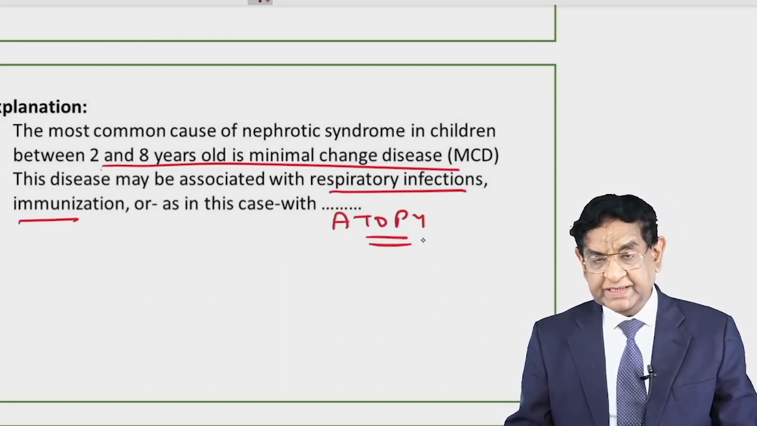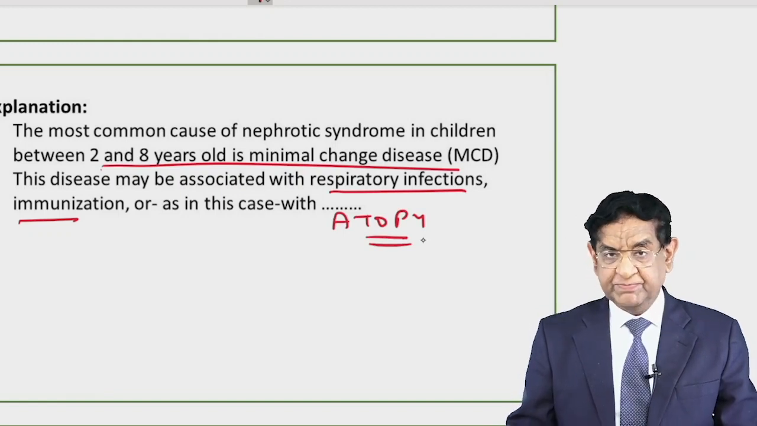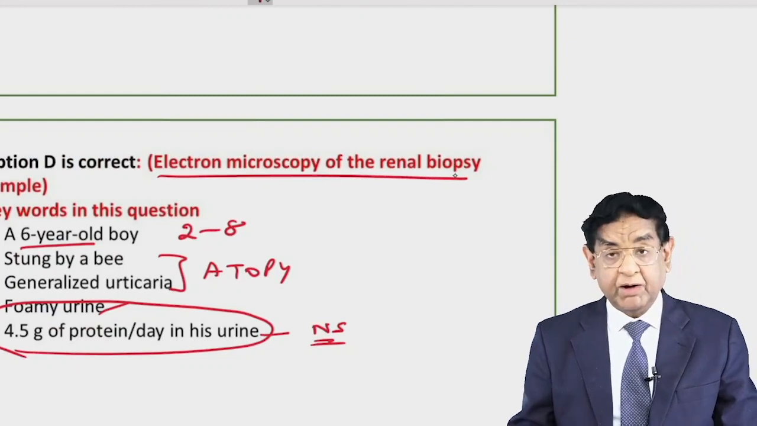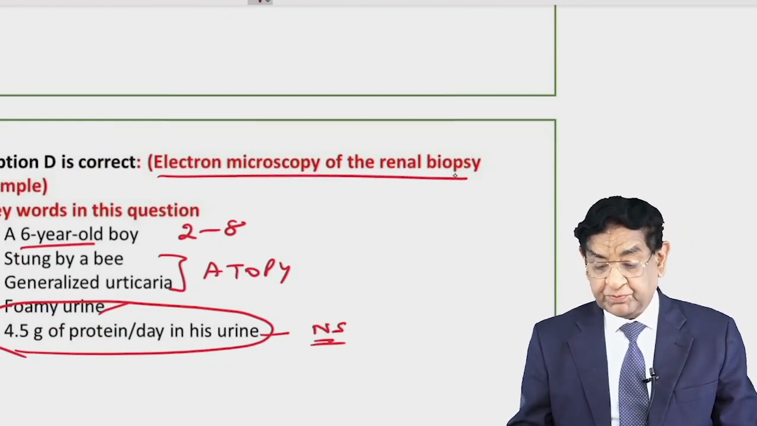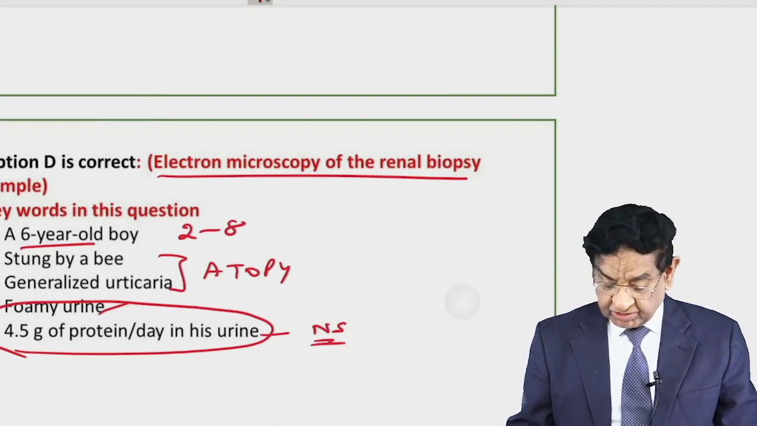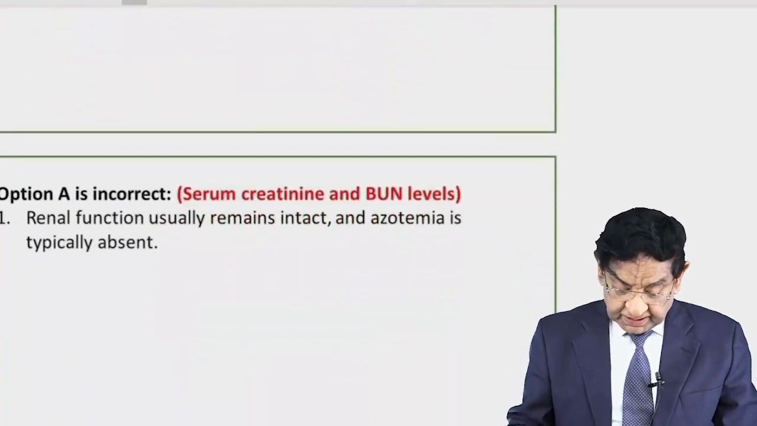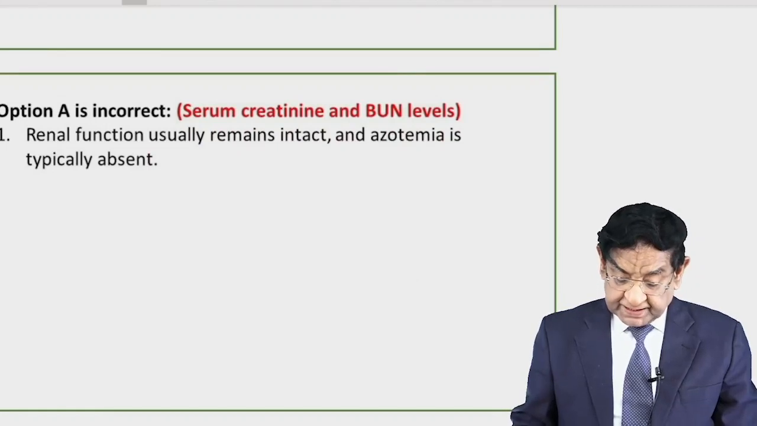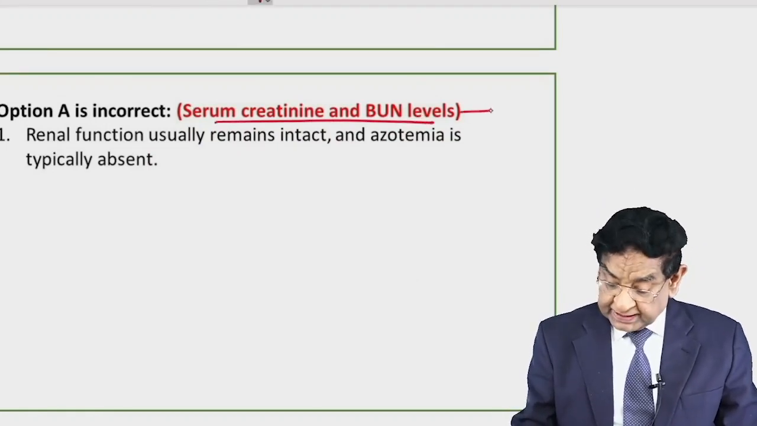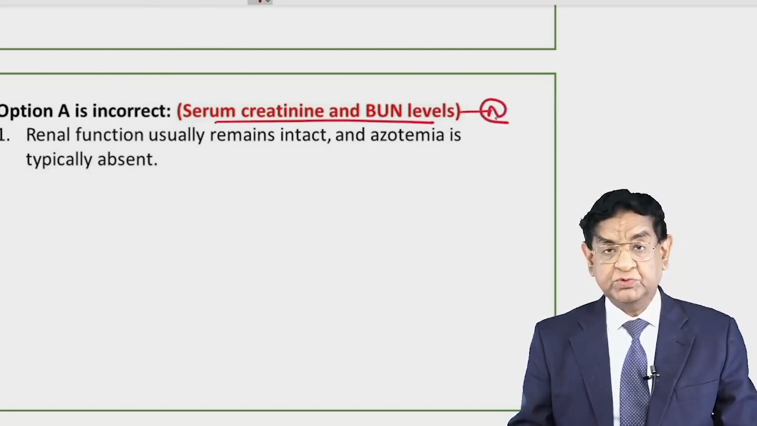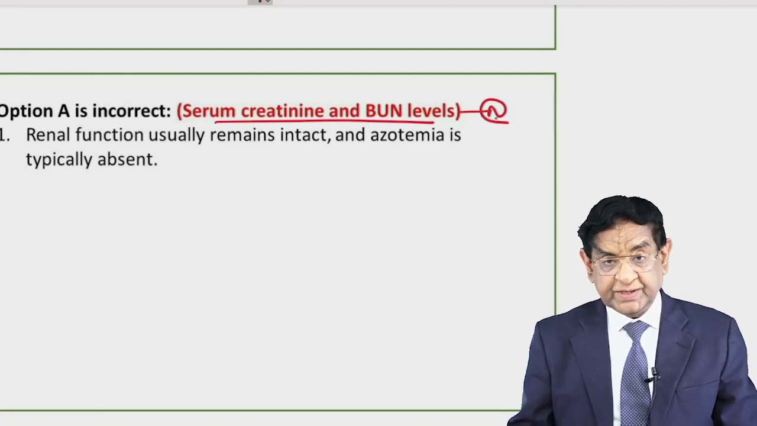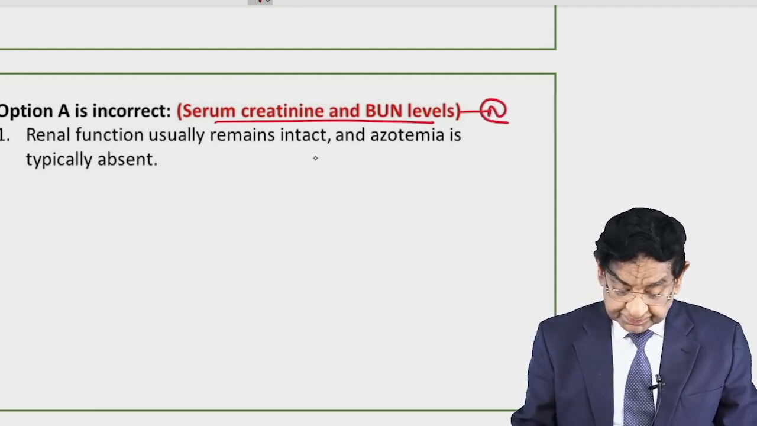So now it's very clear that we are dealing with a case of minimal change, and in this case electron microscopy will be abnormal. Definitely there is loss of foot process, and this you can see only with electron microscopy. Now let's look into the other options. Option A, serum creatinine and BUN, they are normal in a case of minimal change disease. So there is no role of creatinine and BUN. There is no azotemia.